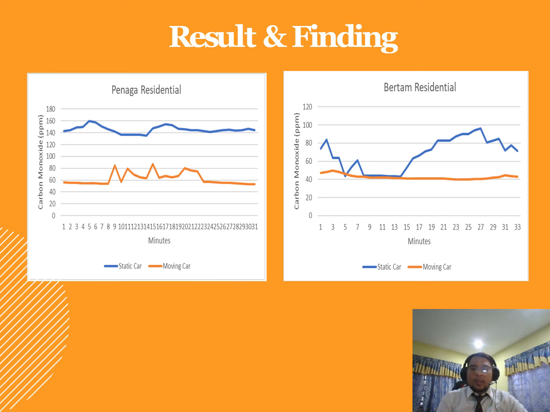Next, the result at Bertam Residential. Based on the chart, CO increased fast at 14 minutes while in static mode, indicating that the level of carbon monoxide present at the residential area must be monitored. This is due to the increasing surrounding temperature and humidity. The moving mode of the car at the time showed a constant reading. This is since the catalytic converter was in use, reducing the amount of CO in the vehicle. The catalytic converter is ineffective during a cold start.